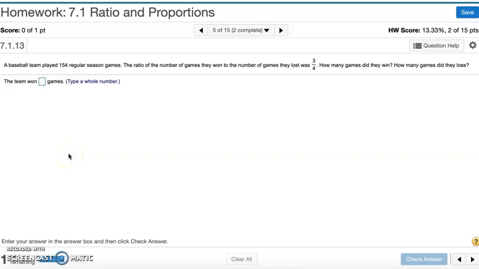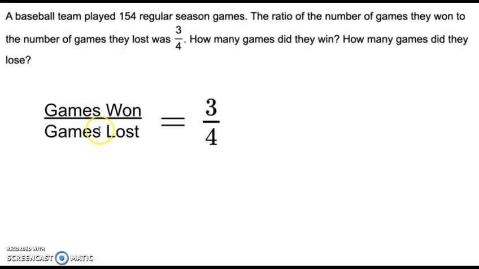Number 5. A baseball team played 154 regular season games. The ratio of the number of games they won to the number of games they lost was 3 over 4. How many games did they win and how many games did they lose? So let's take a closer look at it. So we have the ratio of games won to games lost as 3 over 4. Now to rewrite this, showing the actual amount of games won over games lost, we will multiply our ratio by x and x on the top and bottom, because this will give you our actual wins over our actual losses.